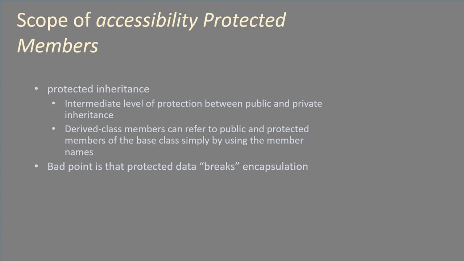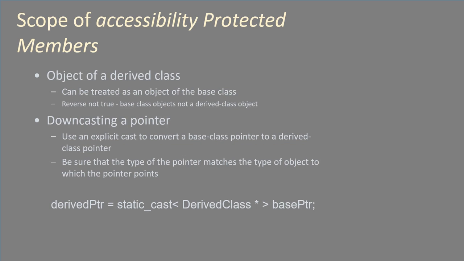When we introduce protected, the protected members are accessible to the child class, but they are not accessible when subchildren of this intermediate child node are created. So it breaks one step of encapsulation. Scope of accessibility of protected members.